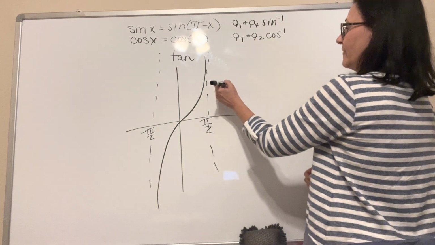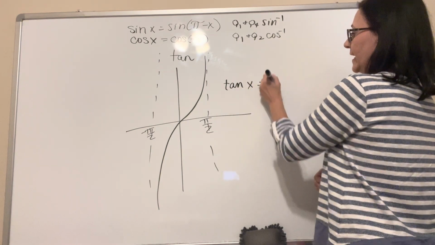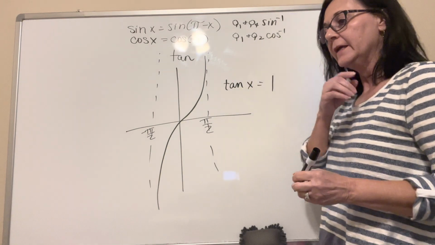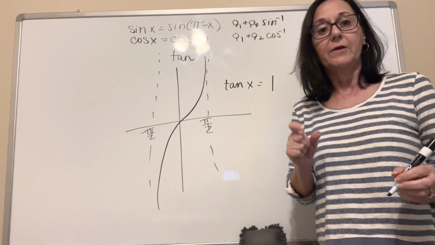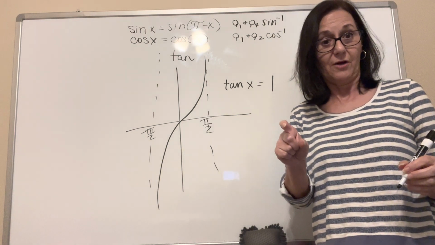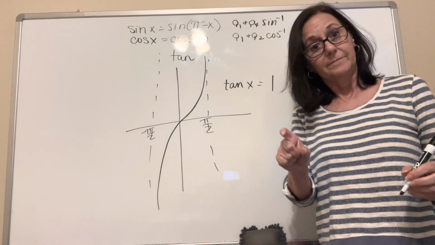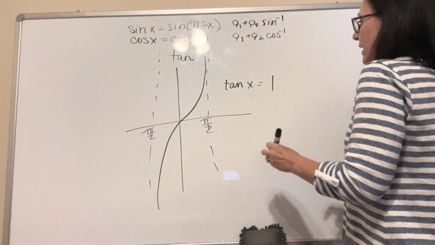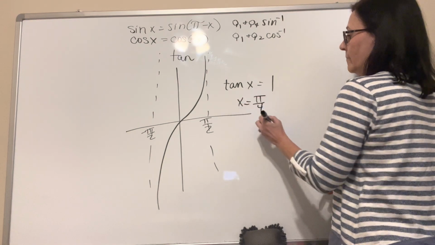So if I were to ask you, what are the radians where the tan is 1? We know the tan is equal to the sine over the cosine. In order for that ratio to equal 1, the sine and the cosine have to be the exact same measure, right? The ratio. And that only happens at pi over 4. And so the radians would have to be pi over 4.